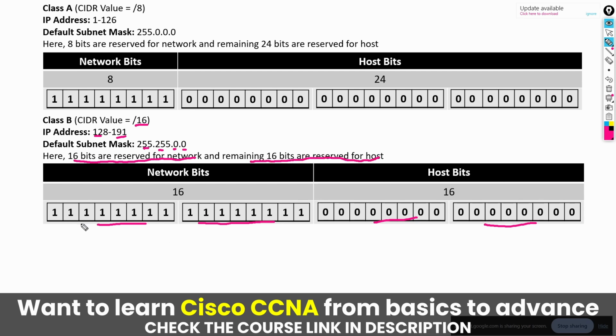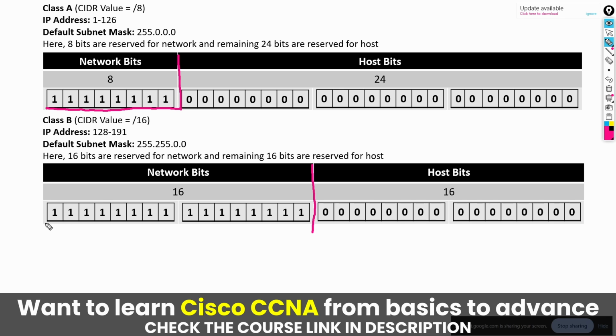And here 16 bits are reserved for the network and the remaining 16 bits are reserved for the host. As you can see, these 16 ones are the network and this is the host. So the default CIDR value of a class B IP address is 16. Looking at this entire range, how many networks will you get? See, here we are getting only one network, correct?